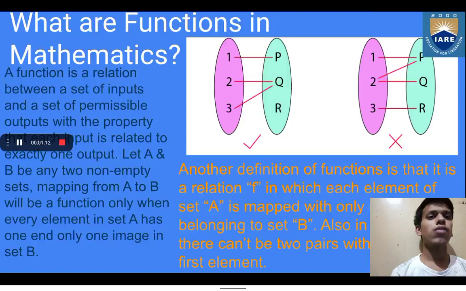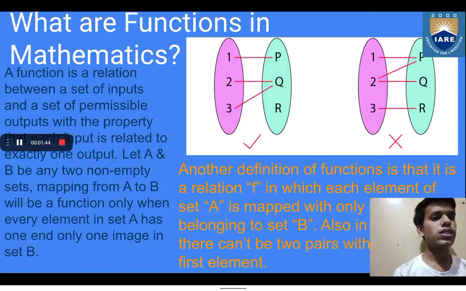So see, what is a function in mathematics. A function is a relation between a set of inputs and a set of permissible outputs with the property that each input is related to exactly one output. Let A and B be any two non-empty sets. Mapping from A to B will be a function only when every element in set A has one and only one image in set B.